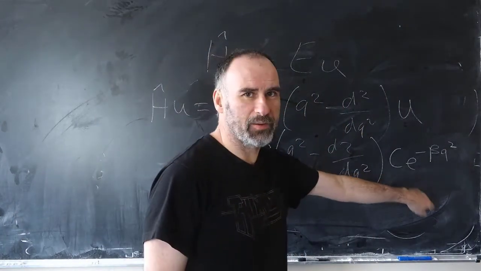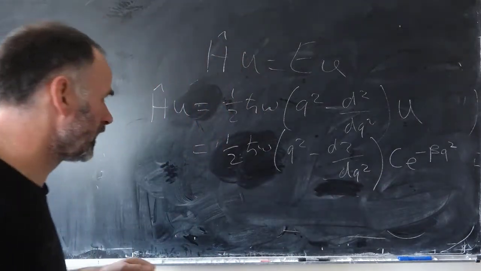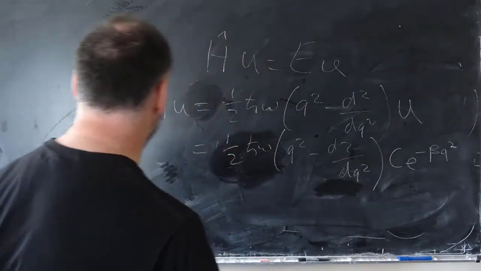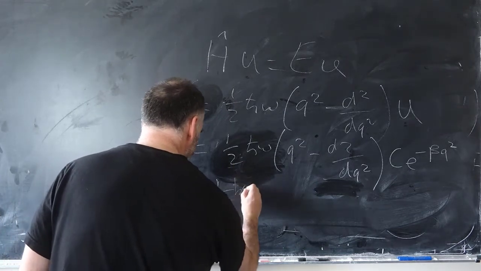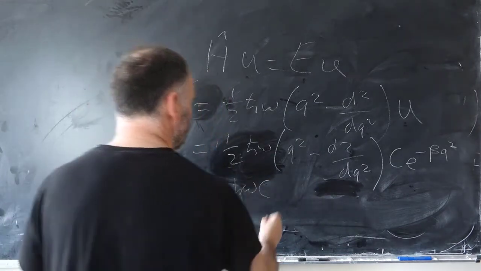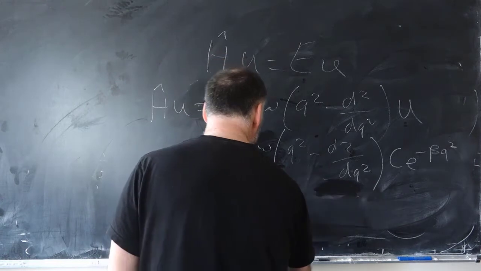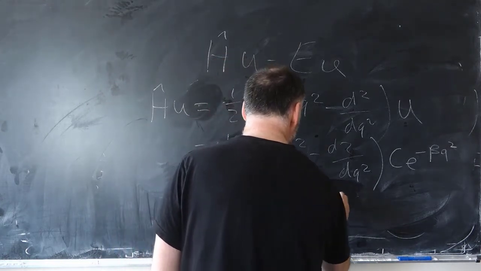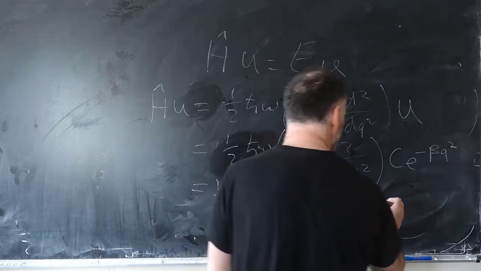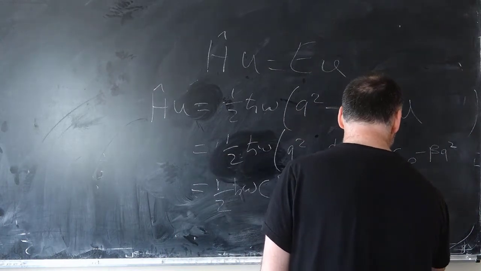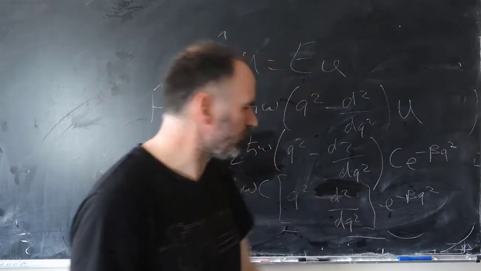We're very familiar with this type of function at this stage. Let's just take that C outside instead of carrying it around all the time. I'll bring it to the front. So we've got C, and then the guts of our operator operating on e to the minus beta q squared. We need to take the first derivative and then the second derivative of this.